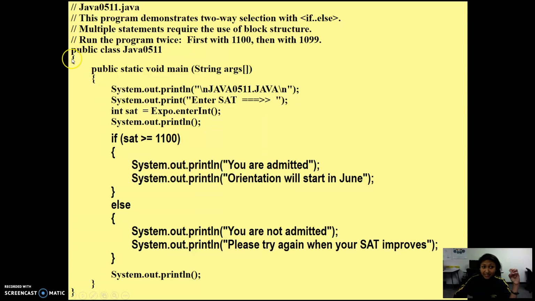When you enter your class, you tab once. When you enter your main, you tab all the code once. When you are inside your if, this is also tabbed once. And then else, this is also tabbed once. And these are your curly braces. Okay? Perfect. Let's move on.